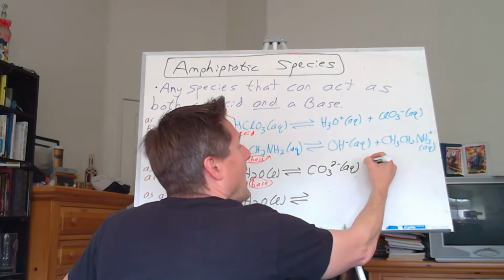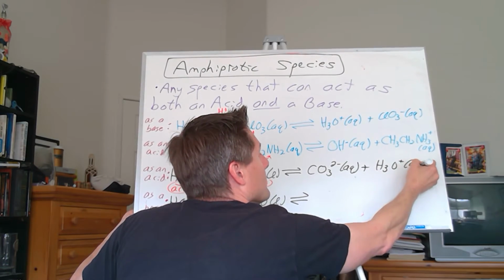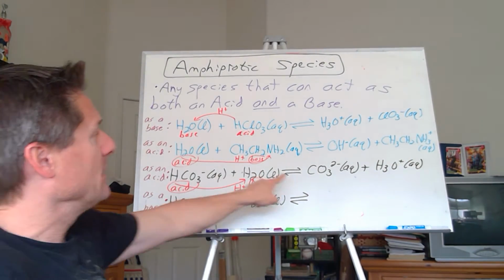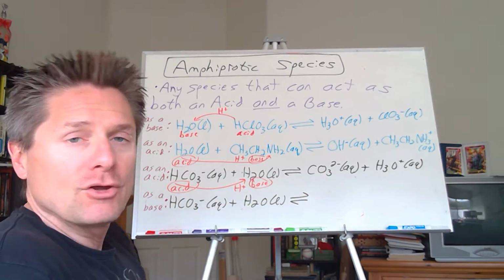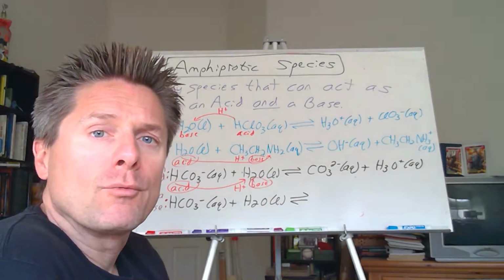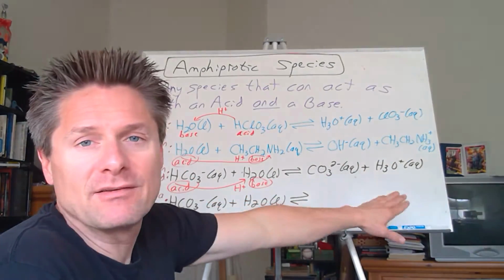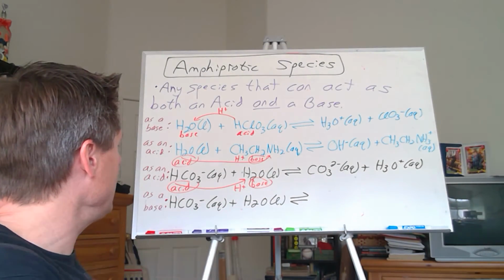The water picks up a hydrogen to become the hydronium ion. So the acid becomes the conjugate base, the base becomes the conjugate acid, off you go. And you could look at the acid-base table like we did in the last video to see whether this is product or reactant favored by comparing the strengths of the acid to the conjugate acid and the base to the conjugate base.